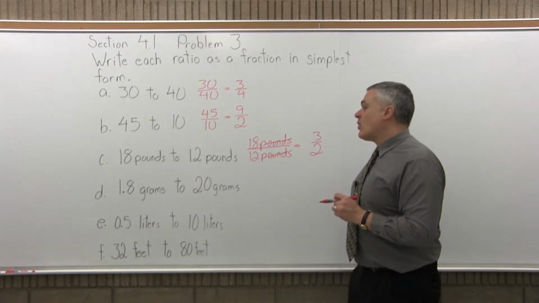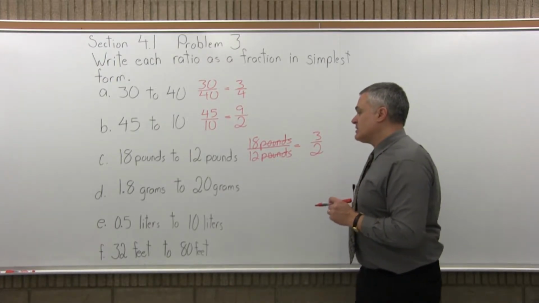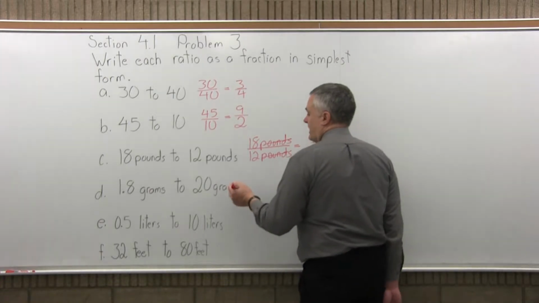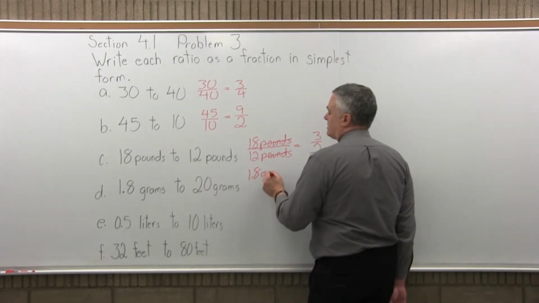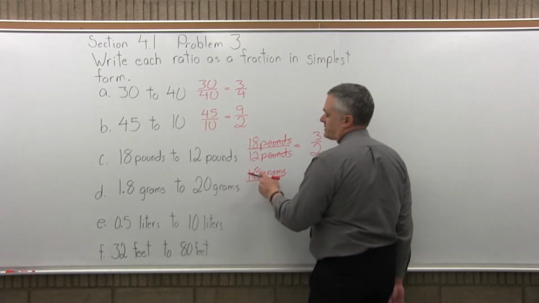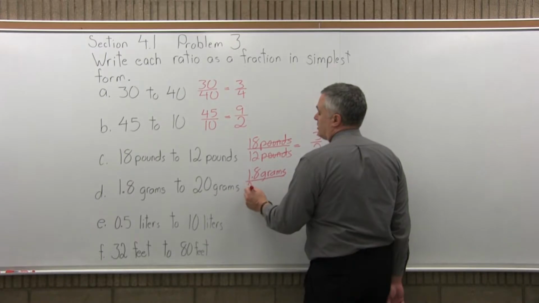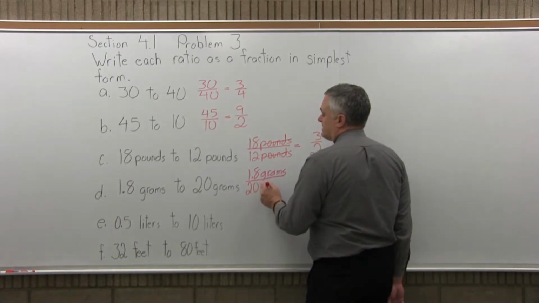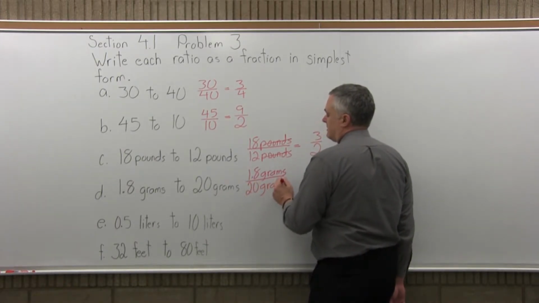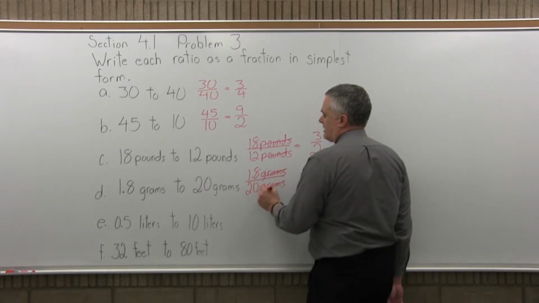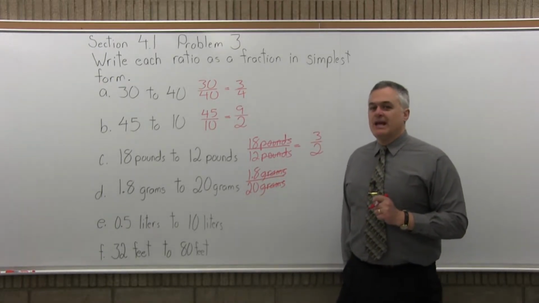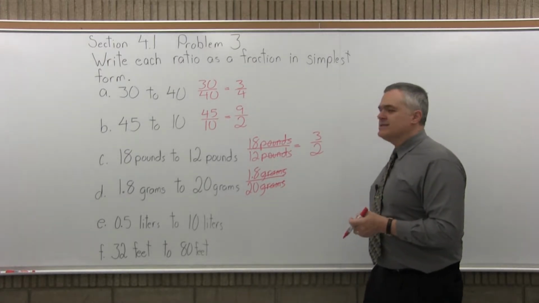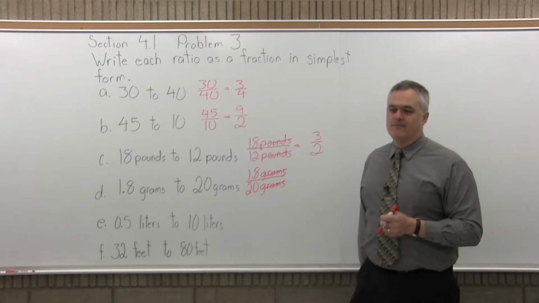The next one, 1.8 grams to 20 grams. So again, initially we'll include the units of measure, but it will be appearing in the top and the bottom. So the top of my fraction, 1.8 grams. The denominator, 20 grams. Cancel grams on the top and on the bottom. So we have 1.8 over 20. One is a decimal, one is not.